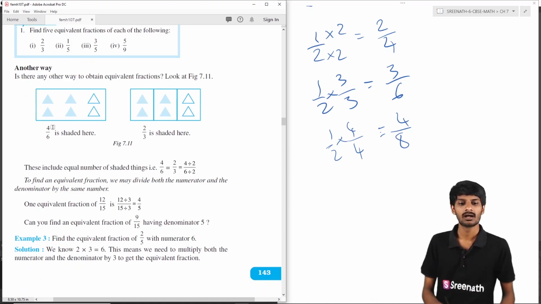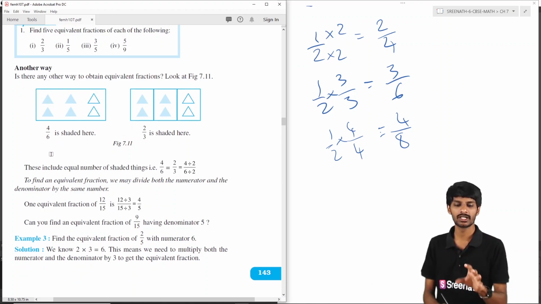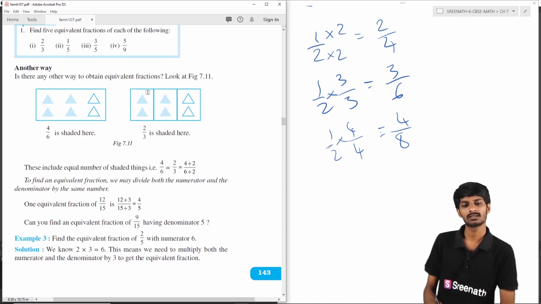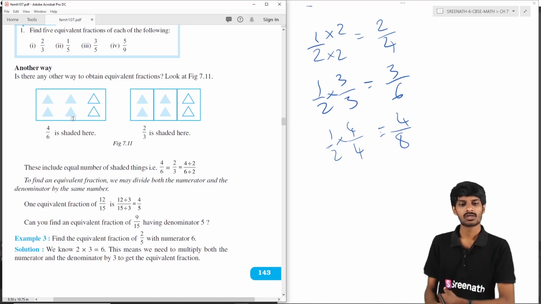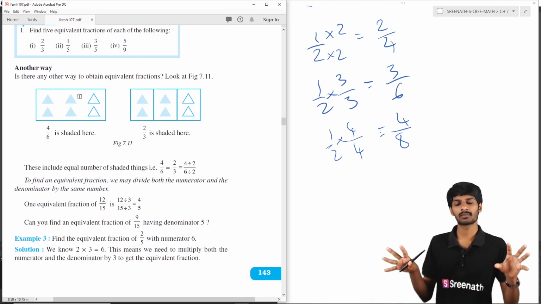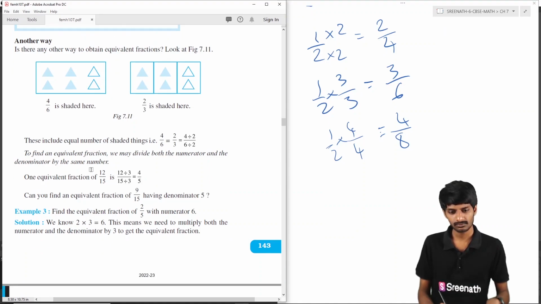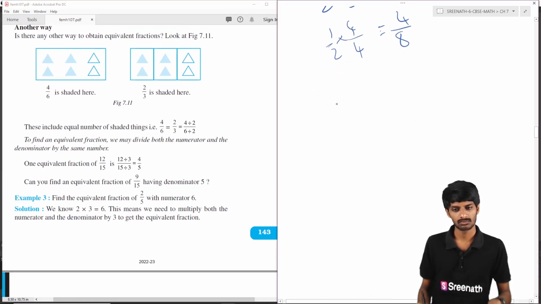If you see here, out of the 6 triangles, 4 are shaded. If you see, this is one box, this is one box, this is one box. So out of the 3 boxes, we have shaded 2. So basically the picture represents the same thing, but because of these separation boxes, here it is 4 by 6 and here it is 2 by 3, students. Here it is 4 by 6 and that is equal to this, 2 by 3.